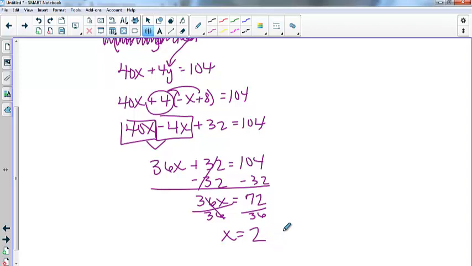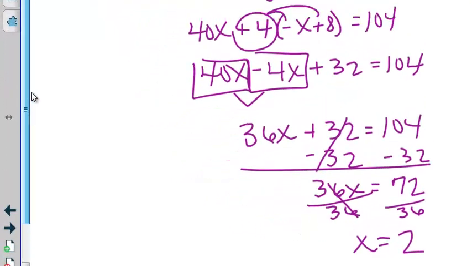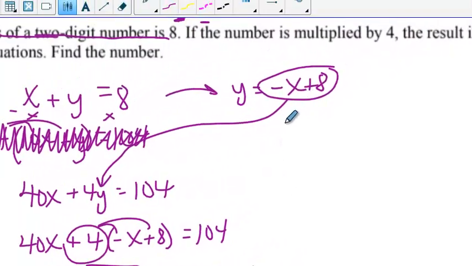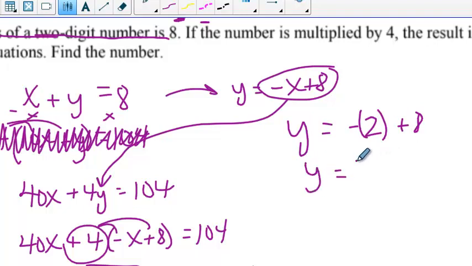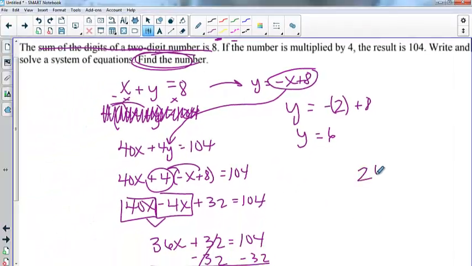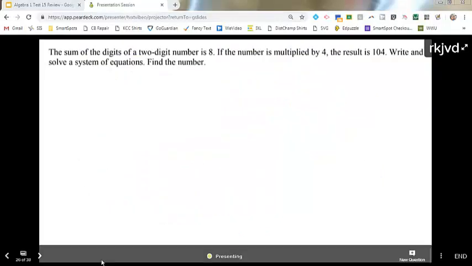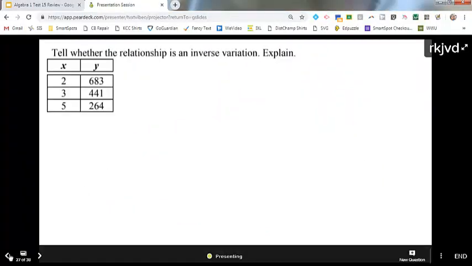So if x is equal to 2, how can I find y? Plug it in. I'm just going to plug it in here. X was 2, right? So y is equal to negative 2 plus 8. So y is equal to 6. So find the number, we already said, was 26, right? So at this time, is that the only one of those? Well, sad day. Okay, so next question.